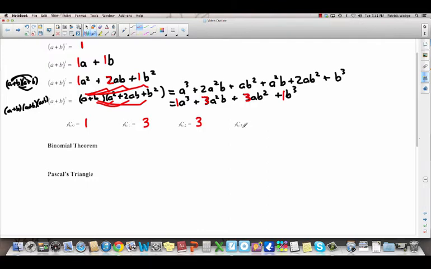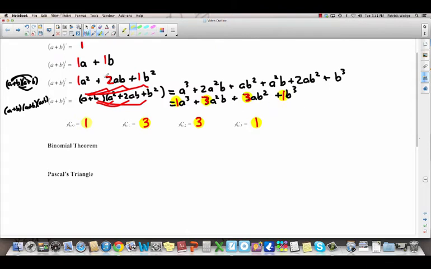And 3 choose 3. I've got 3 things, I need to choose 3 things. How many ways are there to do that? Just 1. Do you notice anything here? Well, I hope so. I hope that what you notice is that these numbers here are the same as these numbers here.